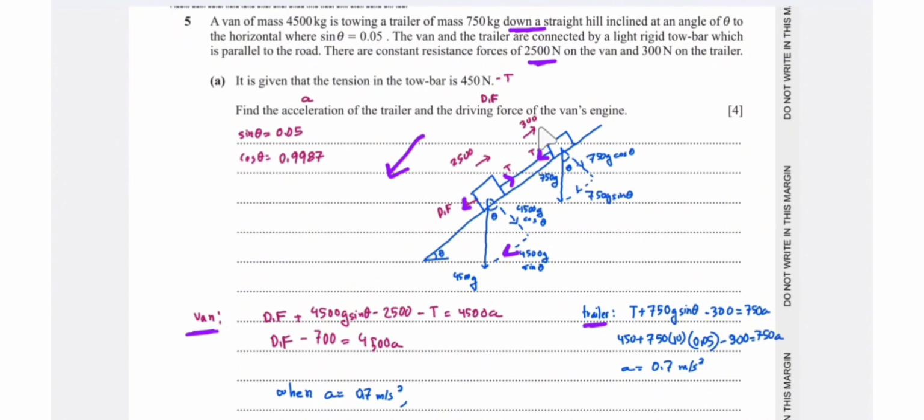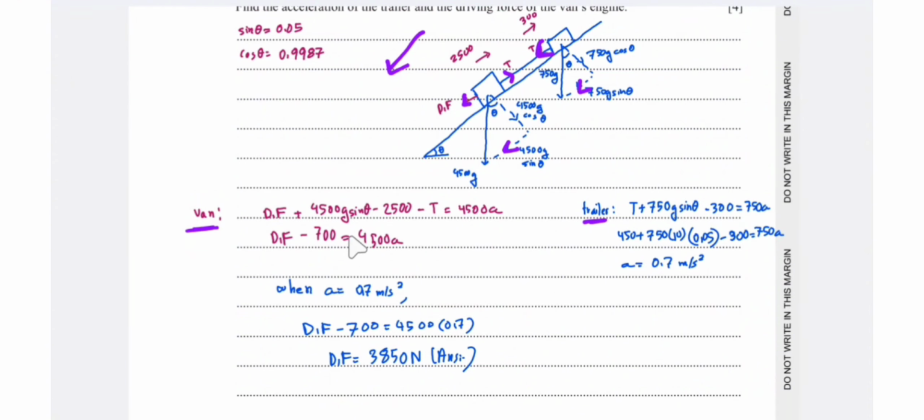And for the trailer, the forward force is the tension force. Then 750g sine theta is also acting in the forward direction, minus the resistive force of 300, is equal to the mass of the trailer times its acceleration. Since they are connected objects, the acceleration would be the same for both objects. So we have these two expressions.